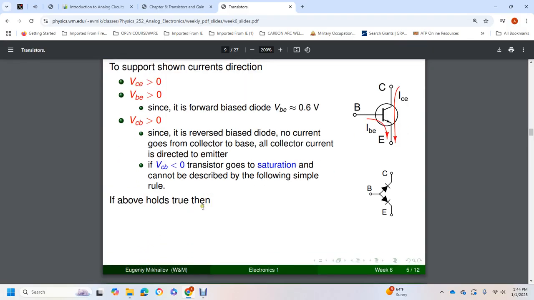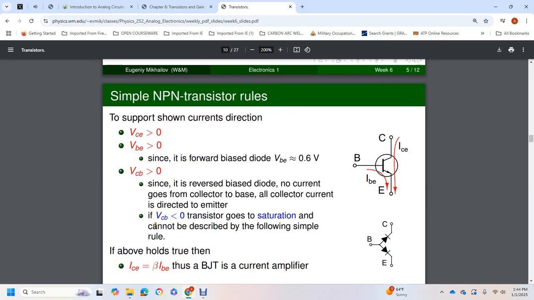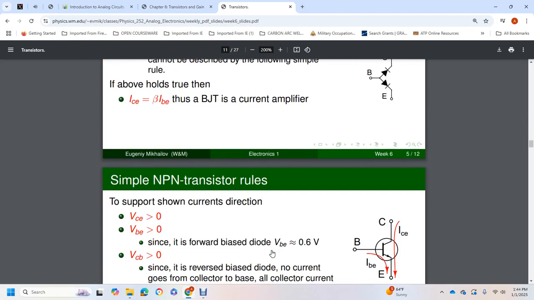If the above holds true, then voltage collector emitter is 0. Voltage base emitter is 0.6 since it is forward biased. Voltage collector emitter, since the reverse bias means no current through the collector base, all currents are in saturation. The above holds true if the current collector emitter is equal to beta times the current base emitter. A bipolar junction transistor is a current amplifier.